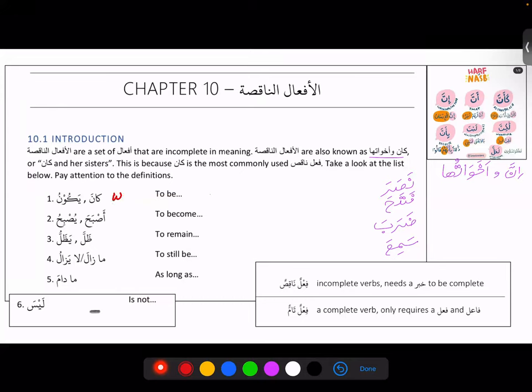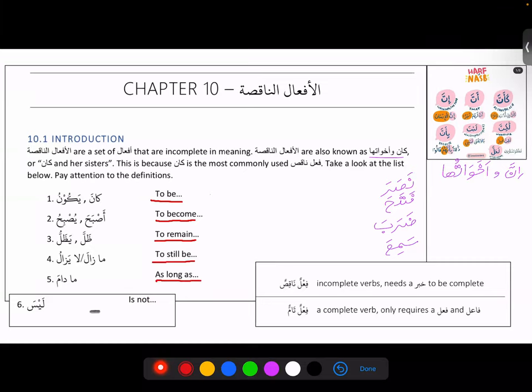So why are we calling them Afalul Naqisa? You know the meaning now. Kana means was or to be. Asbaha means to become. Zalla means to remain, or he remained. Mazala, it's still happening. Madama, as long as he. Why am I saying "as long as he"? Because Dama has Huwa in it.